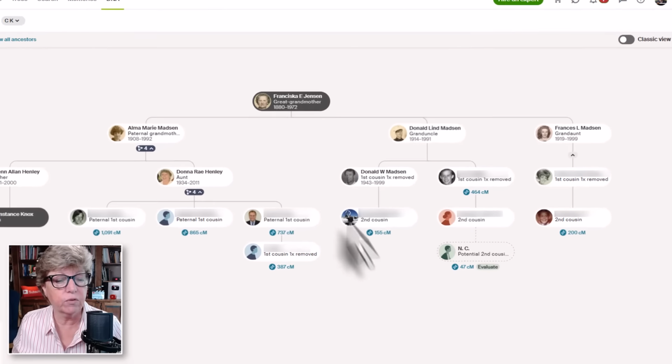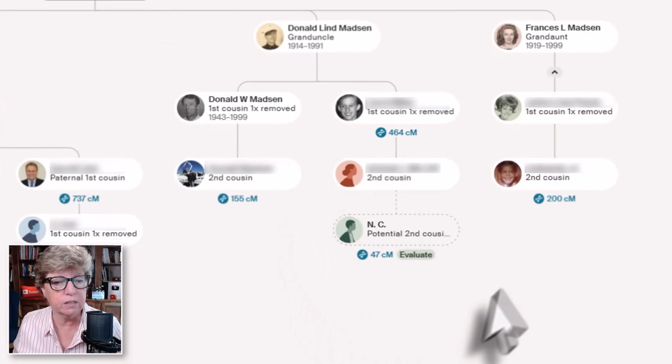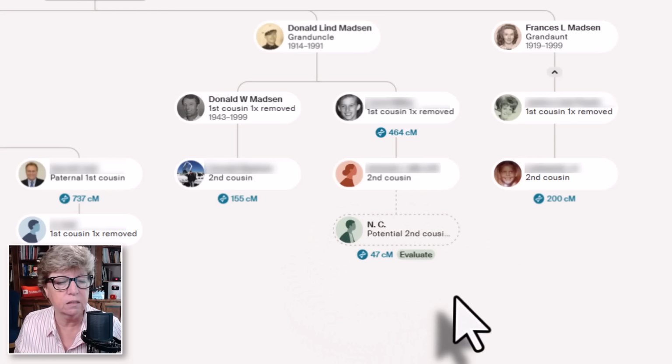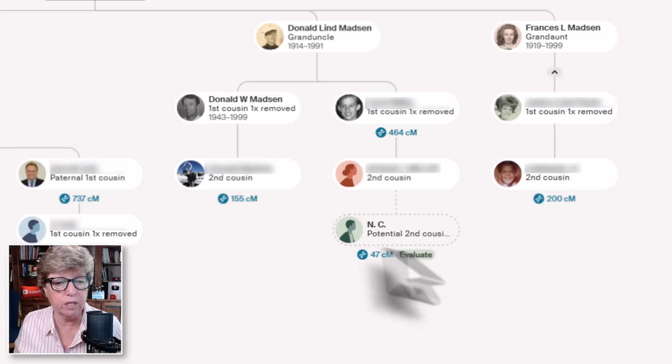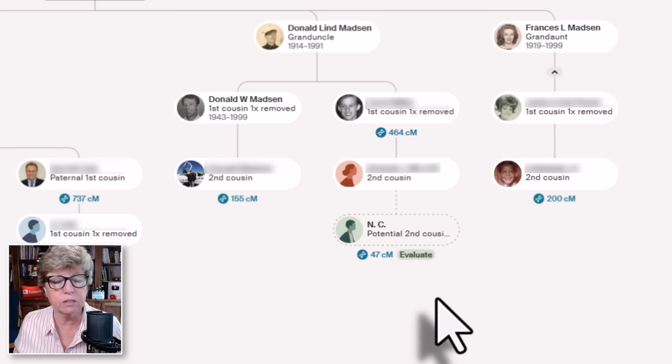Okay, so for those of you who are not familiar with what this means, these dashed lines mean that they are not in my tree. So this is a new DNA match for me, and this person is not in my tree.